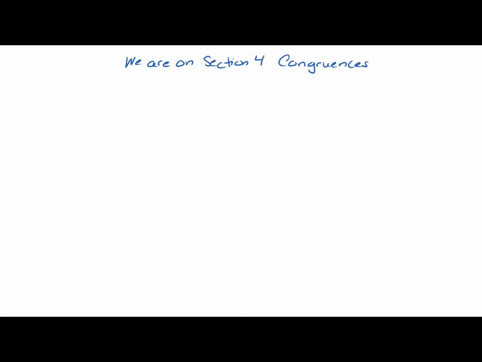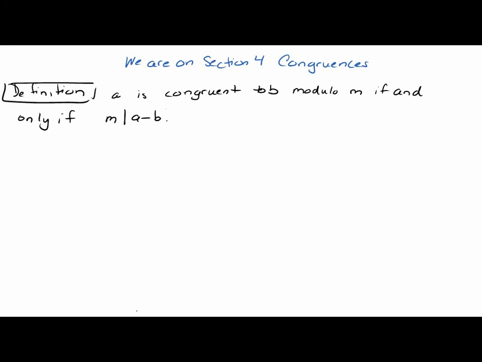You guys are talking about this in Dr. Lee's class: congruences. From the experimentalist point of view, the definition is that A is congruent to B modulo M if and only if M divides A minus B. You know what the definition of divides means.